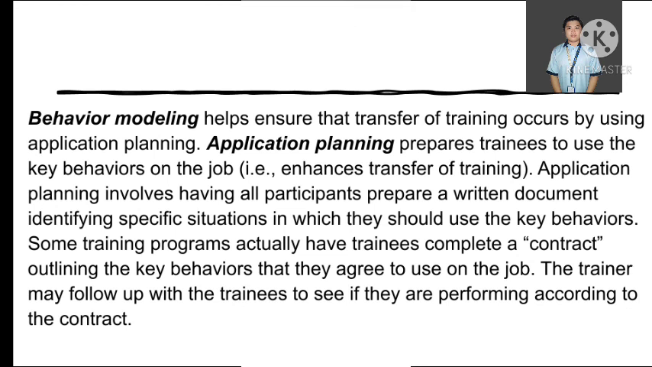Behavior modeling. Behavior modeling helps ensure that transfer of training occurs by using application planning. Application planning prepares trainees to use the key behaviors on the job. Example enhances transfer of training. Application planning involves having all participants prepare a written document identifying specific situations in which they should use the key behaviors. Some training programs actually have trainees complete a contract outlining the key behaviors that they agree to use on the job. The trainer may follow up with the trainees to see if they are performing according to the contract.